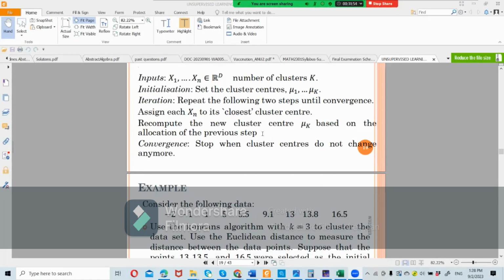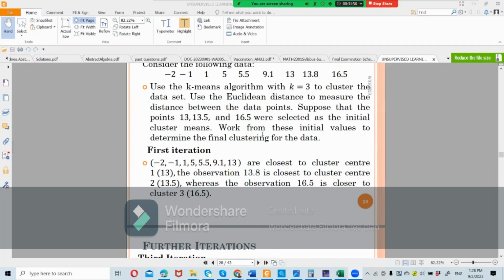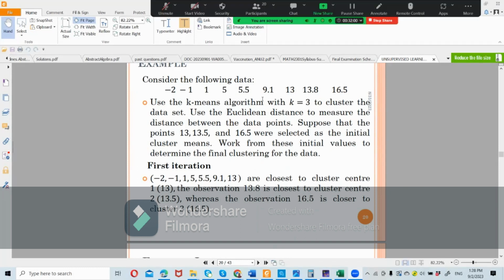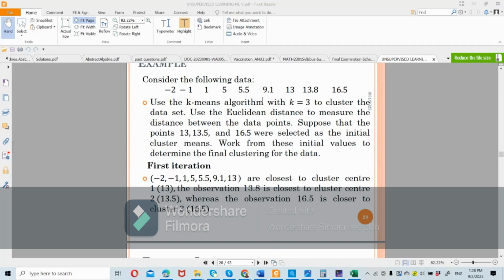Okay, now let's look at this example, a manual example. Assuming we have this data set, -2, -1, up to 16.65. We have already predetermined that we want this data in 3 clusters. It has been predefined. So what we do is we now get the center of those clusters.